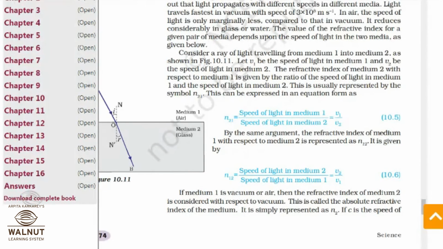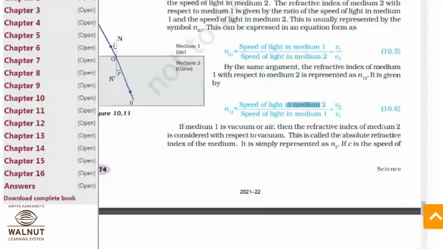Got it? Instead of air, medium 1 can be other transparent media. For example, instead of air, it can be any other liquid also. Correct? So the speed of light in that particular liquid you write here, the speed of light in glass you write here, and if you take that ratio, it will be the refractive index of glass. Similarly, you can do it for N12, with respect to 1 and 2. That also you can write down. Okay, so this ratio is constant. This is called the absolute refractive index of the medium.